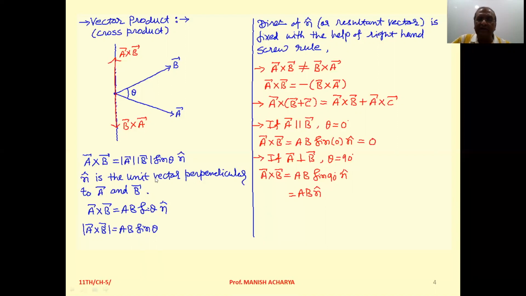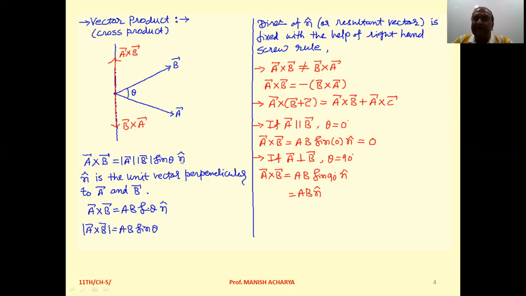magnitude of vector A into magnitude of vector B into sine theta into n caret, where n caret is the unit vector which is perpendicular to both A and B. It implies that here we will get a resultant quantity that is a vector quantity. The direction of that vector quantity will be in the direction of this unit vector n caret.